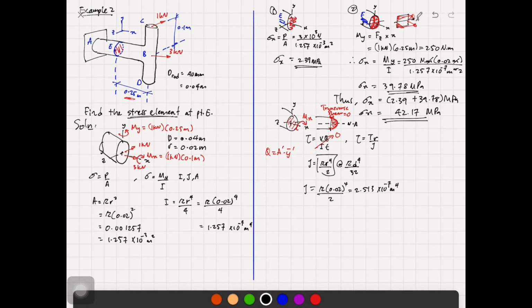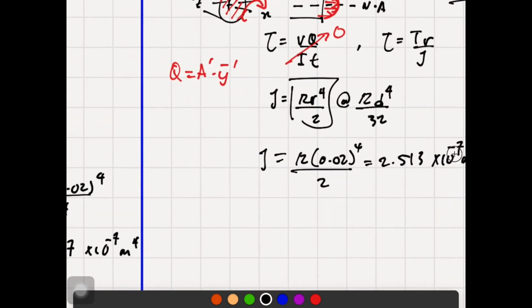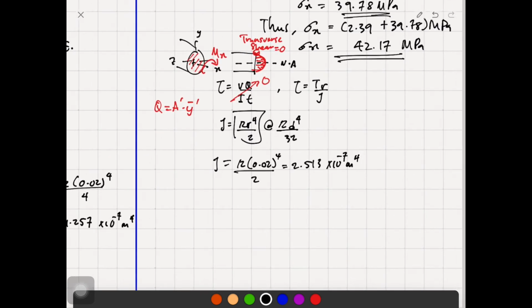So we've got all the elements needed for the torsion formula. Now we're going to finish this off with tau xy equivalent to T r over J. T is, even though we have the 0.1, I said this is moment x, but actually this is exactly the torsion in this case.